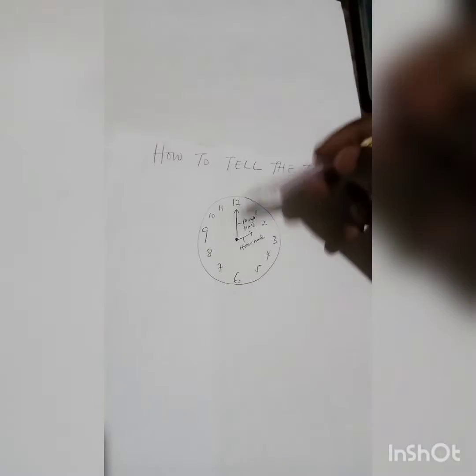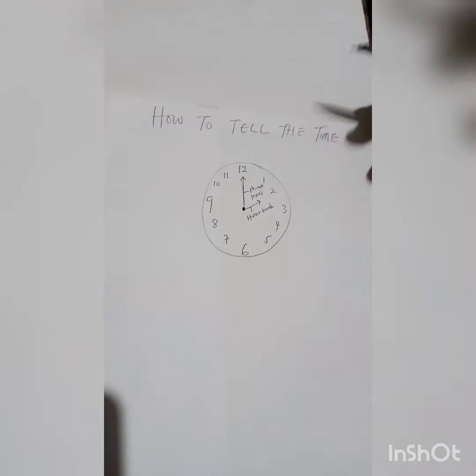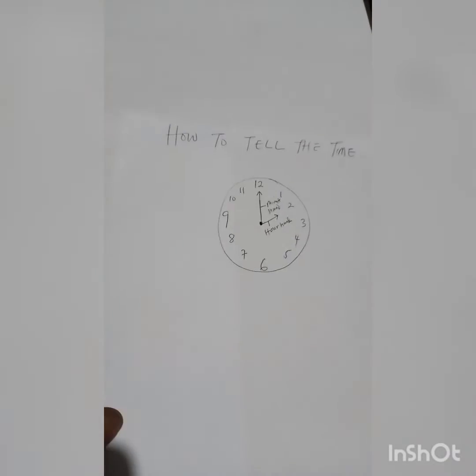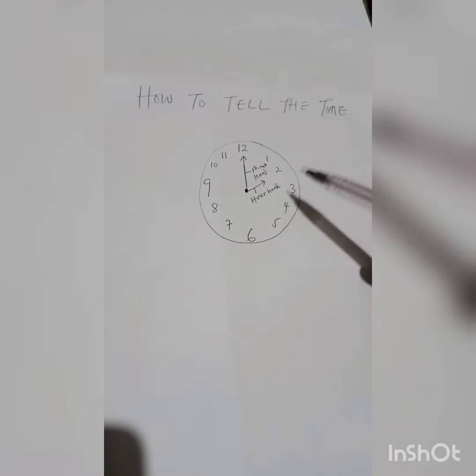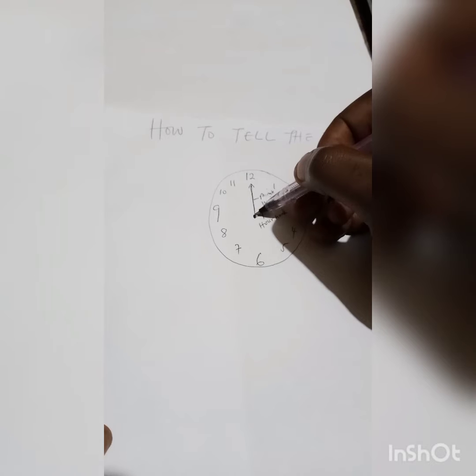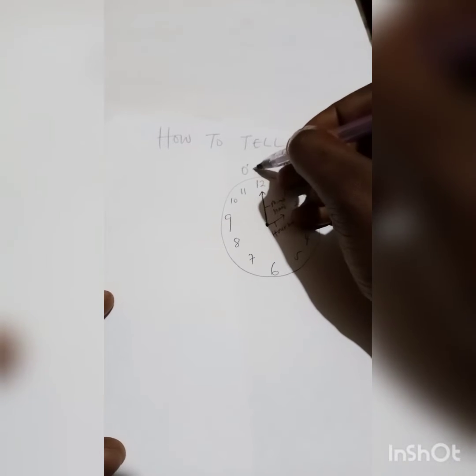So the first thing we need to understand is the hands, what they call the hands that are found in the clock. We have the minute hand, the long hand, and the hour hand, which is the short hand. With these two, we can tell the time, though there is a third one called the second hand. But these two are very important, so we are going to make use of these two. When the minute hand is on 12, it is called o'clock.